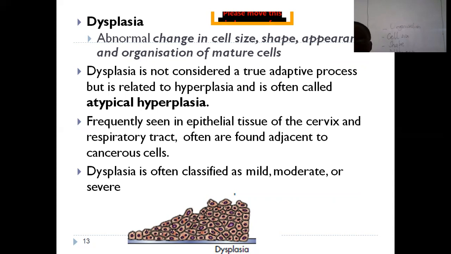With mild, it basically means there's not too much change in shape, size, and appearance. While with severe, it basically means there is too much change in size, shape, appearance, and organization of the cells, to the extent that in most cases it is indicative of cancer. If it happens, in most cases, dysplasia is indicative of cancer.